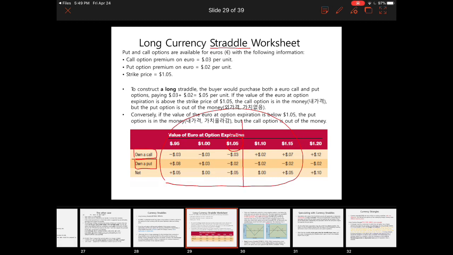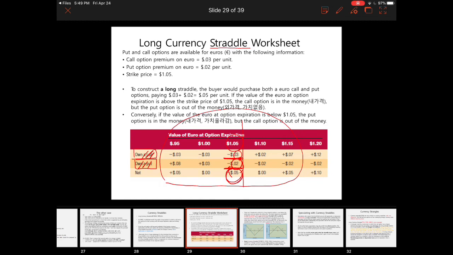If the final price on the expiration day ends at the exercise price, you're going to lose 5 cents. But we can separate that 5 cents into each option. You lose 3 cents from buying the call option. You lose 2 cents from buying the put option. So minus 3 cents from owning the call, minus 2 cents from owning the put. So your total loss will be 5 cents, right?